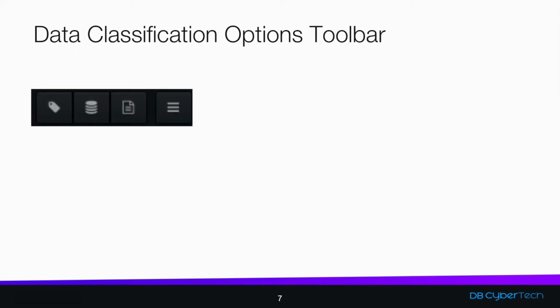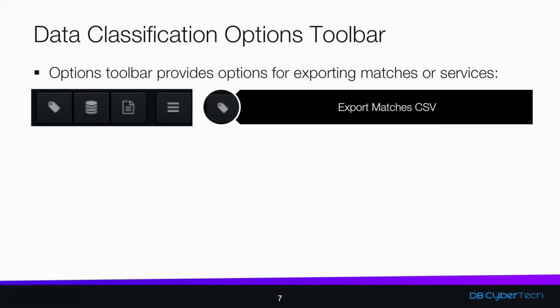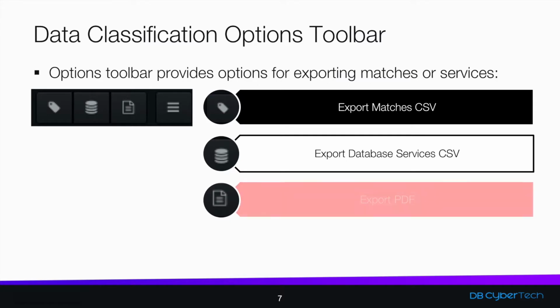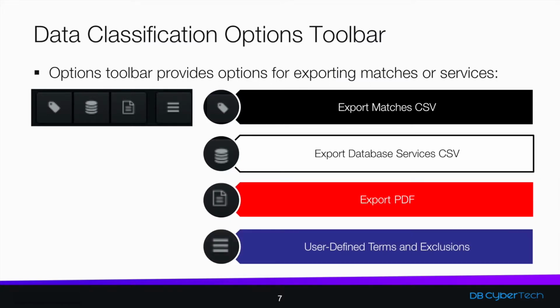The data toolbar provides various options for exporting matches and services. There are various options for exporting, like through a CSV file, which usually translates to an Excel spreadsheet, or to PDF. The different options are to export matches through CSV, export database services through CSV, to export all the data in PDF format, and to edit the user-defined terms and exclusions.